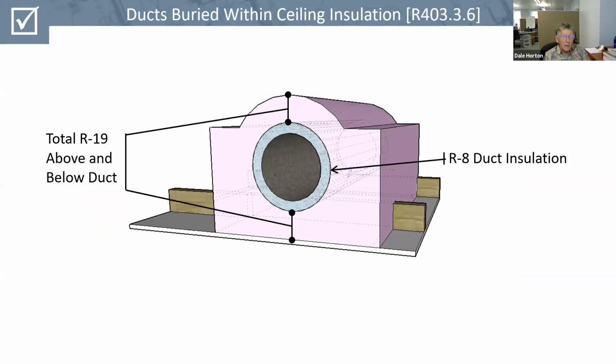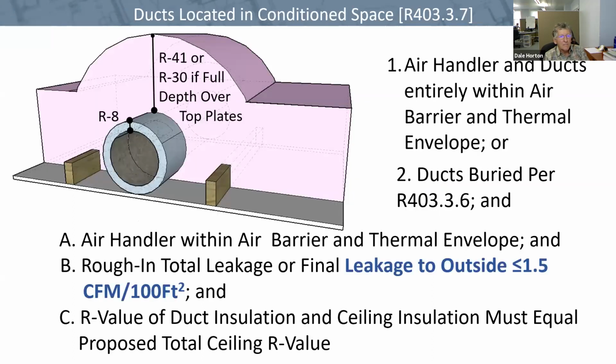In the past, you could bury ducts in the insulation in the attic, but the code didn't tell you exactly what you needed to do. So the 2018 IECC added provisions that say that you are to have your R8 duct insulation and a total of R19 insulation above and below. If you have that, then you meet the code requirements for having an air duct in the attic.